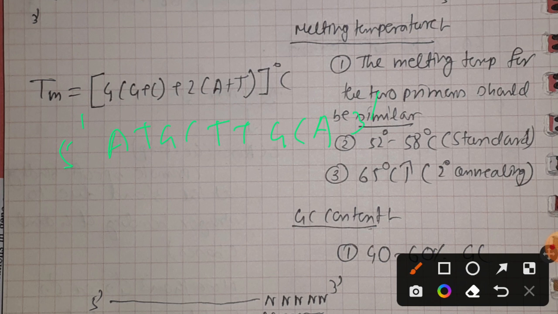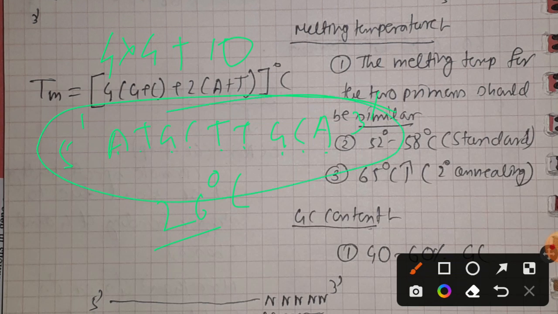Just count the number of GC: 1, 2, 3, 4. That means your value will be 4 into 4. Now count the number of AT nucleotides: 1, 2, 3, 4, 5. 5 into 2, that means 10, right? That means 16 plus 10, your melting temperature for that sequence is 26 degree centigrade.